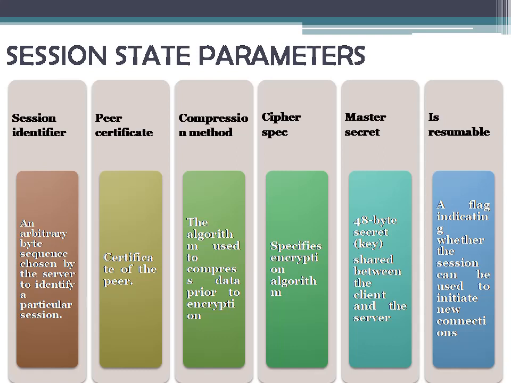Next, master secret. Now this parameter is a 48 byte secret key which is shared between the client and the server. Last is the resumable parameter, which is nothing but a flag indicating whether the session can be used to initiate new connections. So the value in this resumable parameter is going to tell us if a new session can be established or the session is busy.